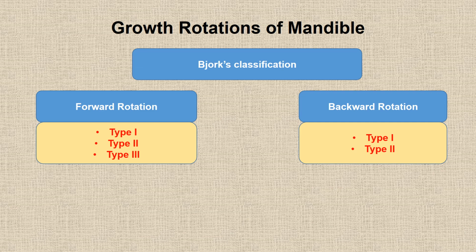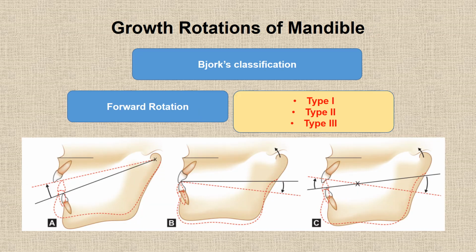Now, growth rotations of the mandible, there are a few classifications. The original classification by Bjork classified it into forward rotation and backward rotation. The forward rotation is further classified into type 1, type 2, type 3. Backward rotation has two types. Now, in forward rotation type 1, the fulcrum of rotation is in the condyle. In type 2, the fulcrum of rotation is on the incisal contacts. And in type 3, the fulcrum is on the premolar tooth.